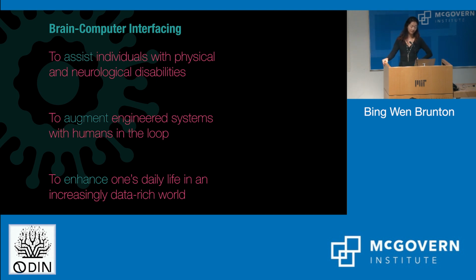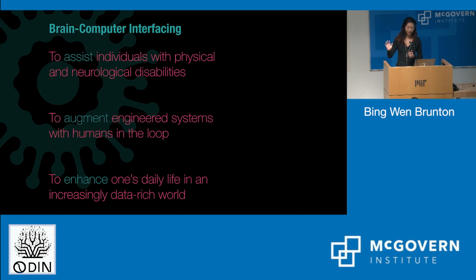The first, of course, is to assist individuals with physical and neurological disabilities. Beyond that, you can think about augmenting different systems by having engineered systems with humans in the loop, right? For example, having direct brain control over robotic devices or telerobotics. And then, of course, all of us are living in an increasingly data-rich world, and so you can imagine having brain-computer interfacing technology in the future that might enhance our daily life in this data-rich world.